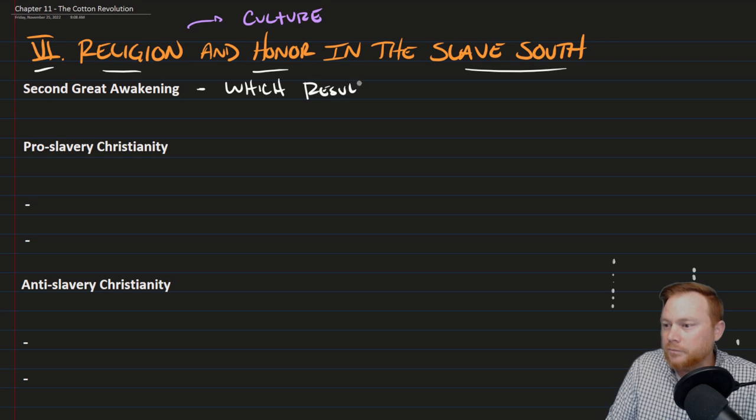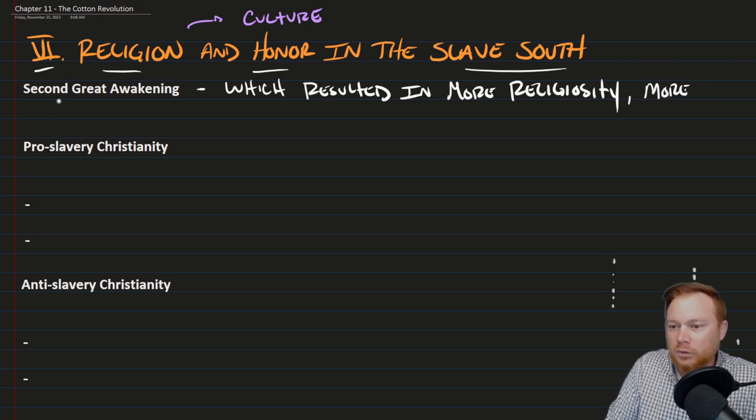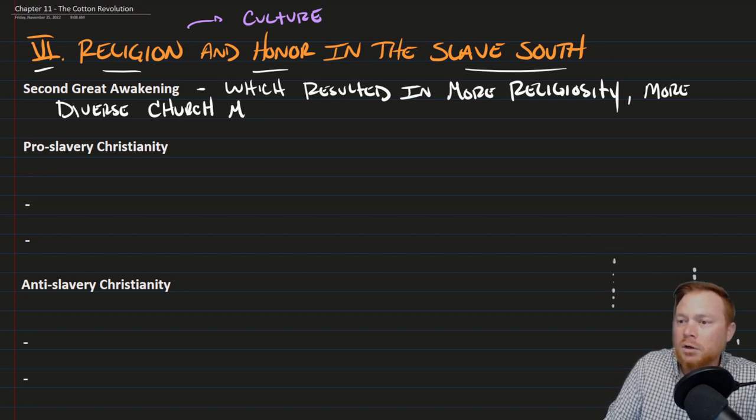resulted in more religiosity, right? More people attending church and subscribing to the Bible, and also brought in a more diverse array of worshipers, more diverse church members. This would include white and black, enslaved and free. This was true in the South as well.